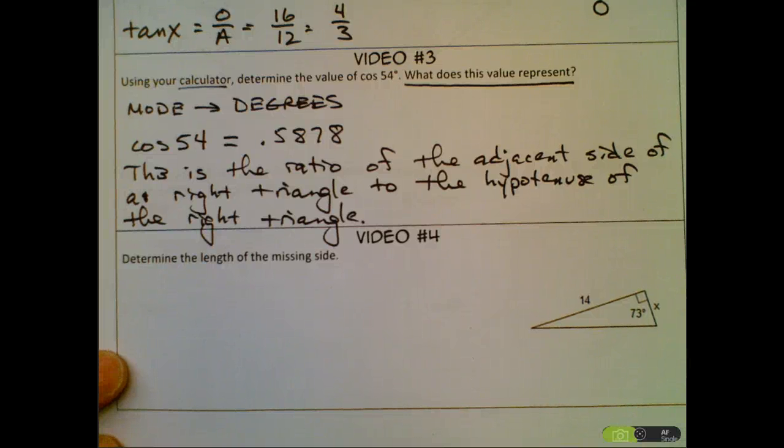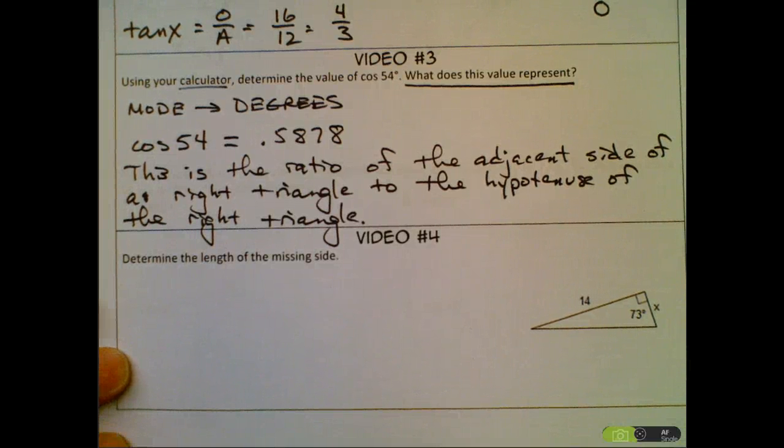Alright, last video example for section 12.1, we want to determine the missing length. So we've got x over here, we're given that this angle is 73 degrees, and we're given that this other leg of the right triangle is 14.